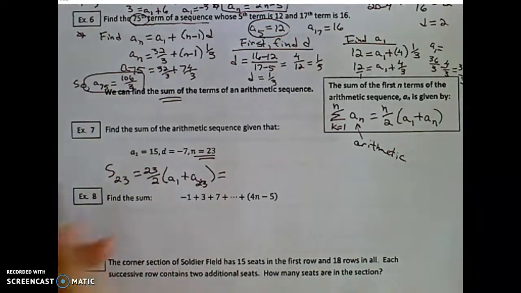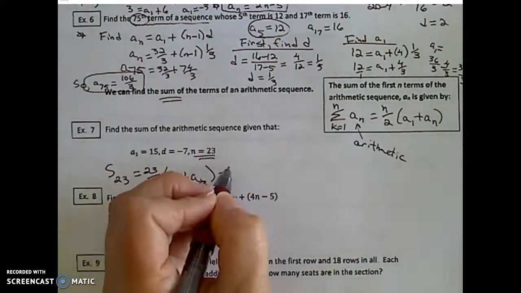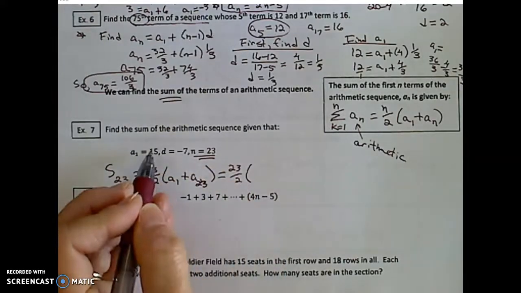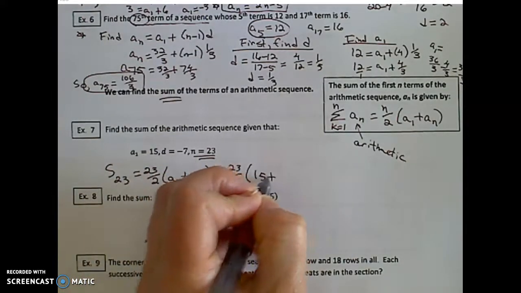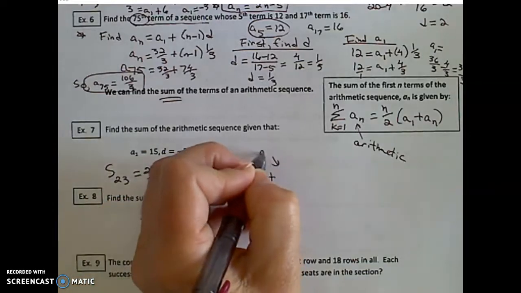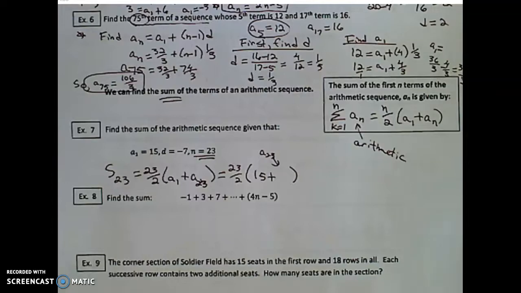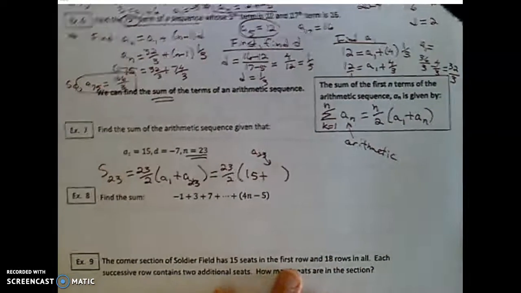Let's continue plugging into that formula. Number of terms divided by 2 is 23 divided by 2 times the first, but we're given the first term is 15 plus a sub 23. Unfortunately, I don't know a sub 23, but we have a formula to find a sub 23. So let's use that formula.